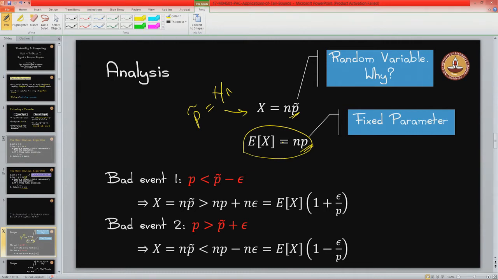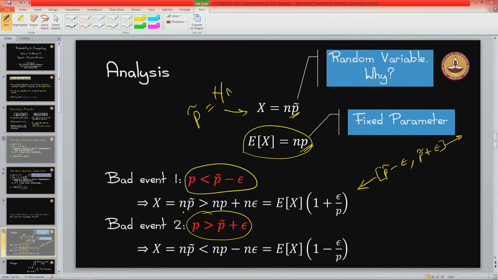In this algorithm, what are the ways in which things can go wrong? Once again we need to figure out what the bad events are, and make sure that the bad events happen with low probability. Remember our estimation is going to give the range p tilde minus epsilon to p tilde plus epsilon. So, anything below or above that range is bad. This is the actual p value being less than the left end of the bound, and this is the p value being to the right of the bound. These are the two ways in which things can go wrong.